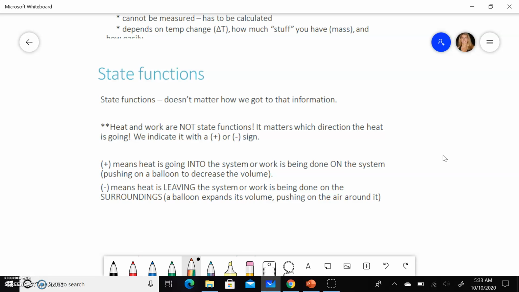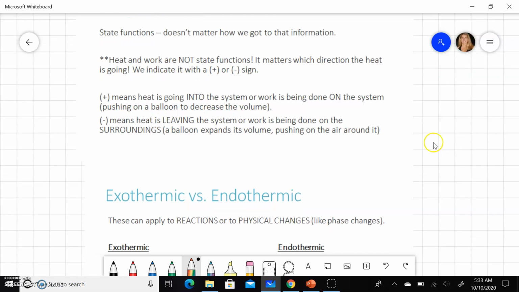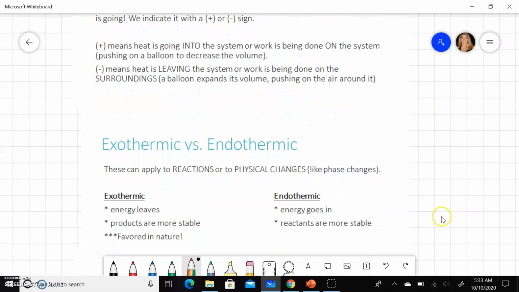Negative means that heat is leaving the system, so it's going to feel hot when you touch it because heat is going out. Or work is being done on the surroundings, which means if the balloon is expanding, it's kind of like the balloon is pushing on the air around it, so it's doing work on the surroundings. The system would be like the balloon, and the surroundings are the things around the balloon.